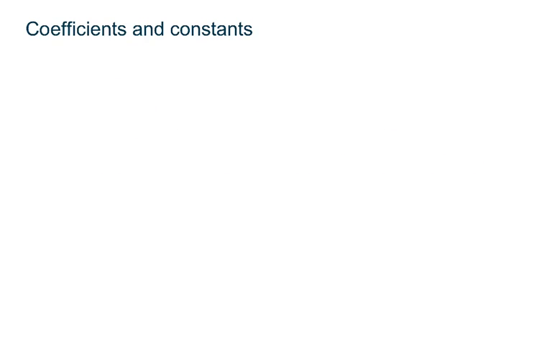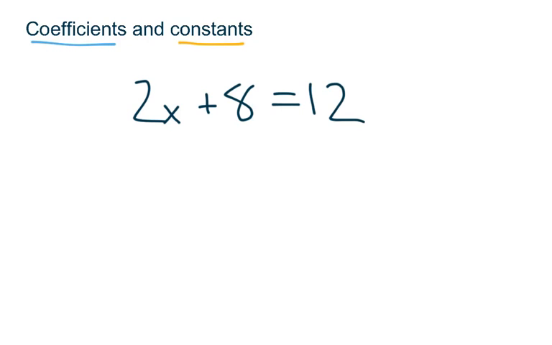Okay, what we need to focus on are two key terms here, coefficients and constants. And we need to remember what these are. So let's say we had an equation, 2x plus 8 is equal to 12. Well, our coefficient is anything that is next to a variable, so that would be a 2. And our constant would be 8 and 12.